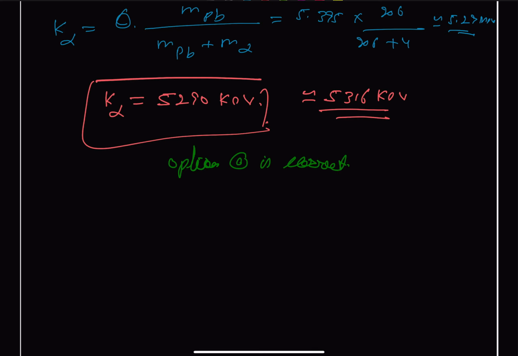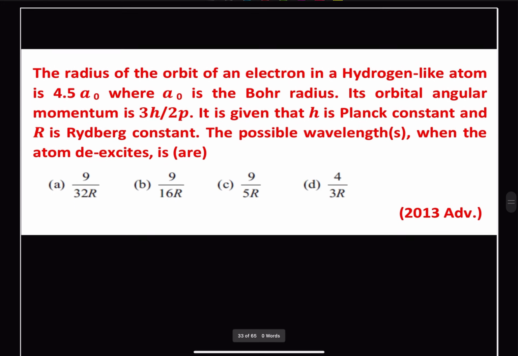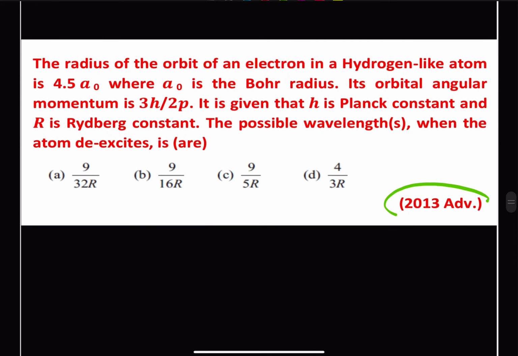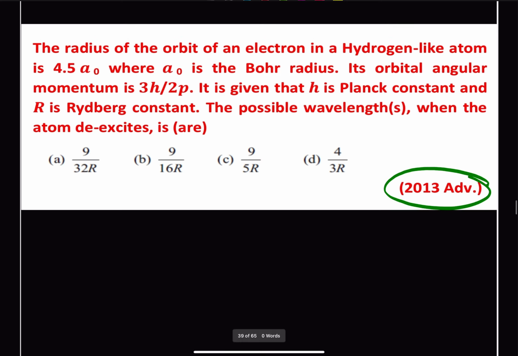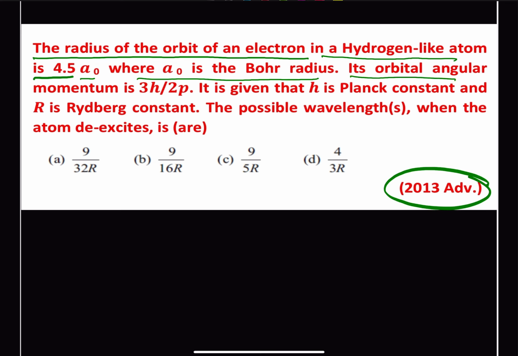Next question. It was asked in the 2013 Advanced, and it states that the radius of orbit of electron in a hydrogen-like atom is 4.5 times a0, where a0 is the Bohr radius. Its orbital angular momentum is 3h upon 2 pi. It is given that h is the Planck constant and R is the Rydberg constant. The possible wavelengths when the atom de-excites is or are.